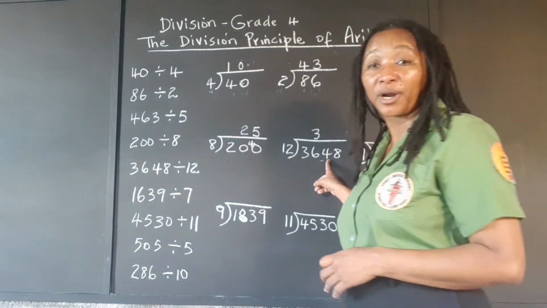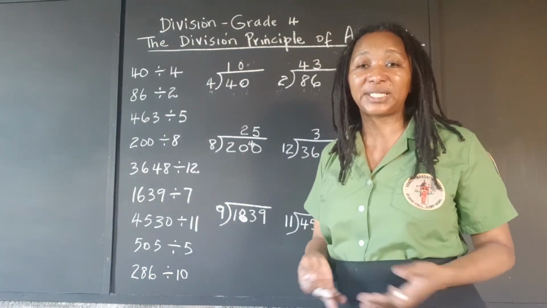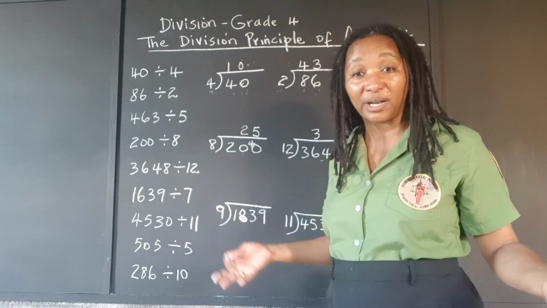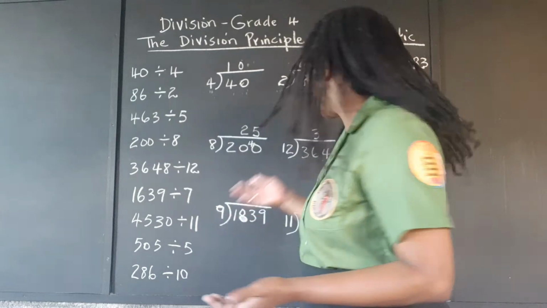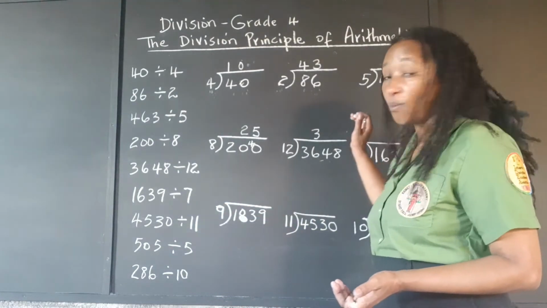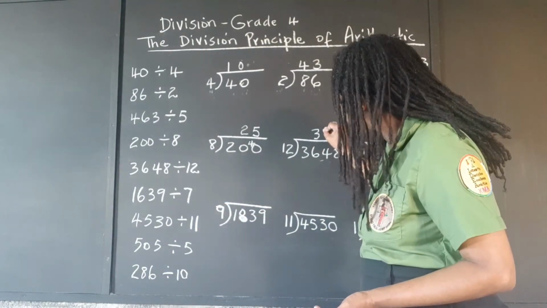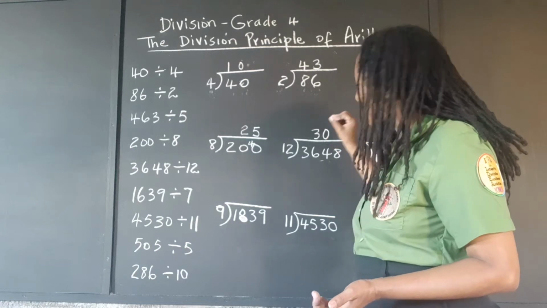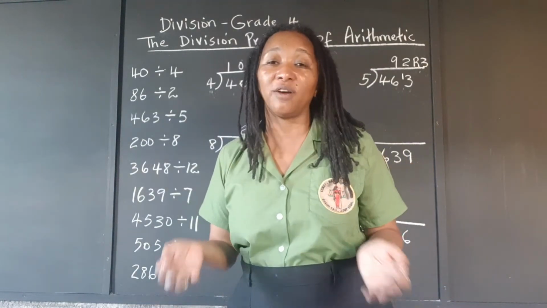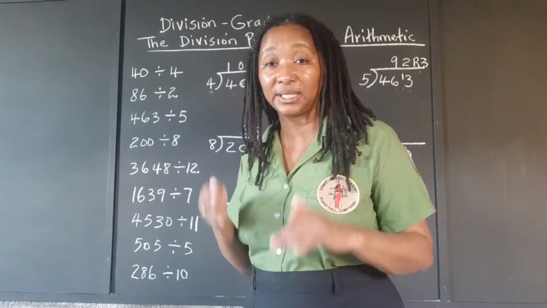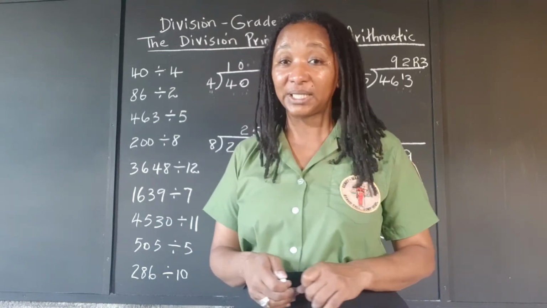Now we reach the 4. If we have 4 things, can we take any group of 12 from that 4 things? No, because we just have 4. But we have to fill that space with a 0. Remember, our 0 is one of the most important digits in mathematics.